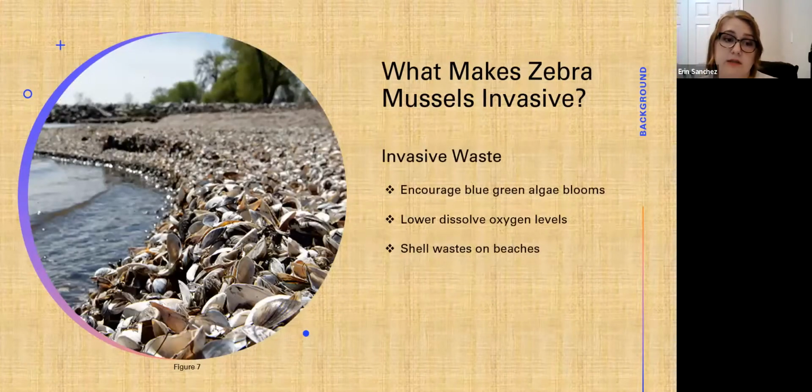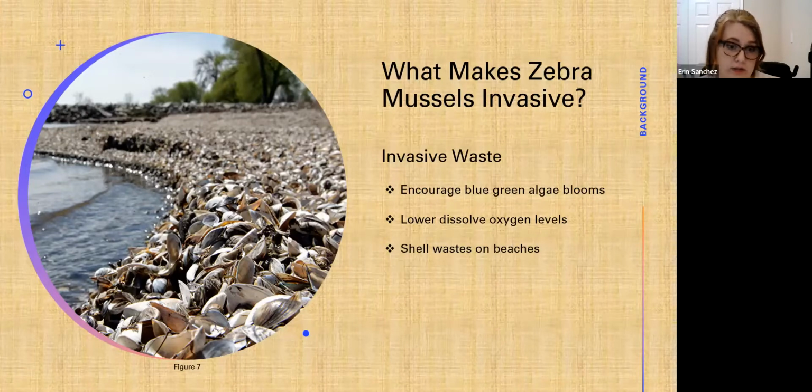Lastly, zebra mussels leave behind invasive waste. They filter feed most organisms they come across, but don't consume filamentous algae like blue-green algae. This promotes blue-green algae growth and can cause toxic blue-green algae blooms. The decomposition of zebra mussels consumes dissolved oxygen in the water. When there is an event of a large die-off, the amount of oxygen the mussels consume has an effect on the organisms in their environment.